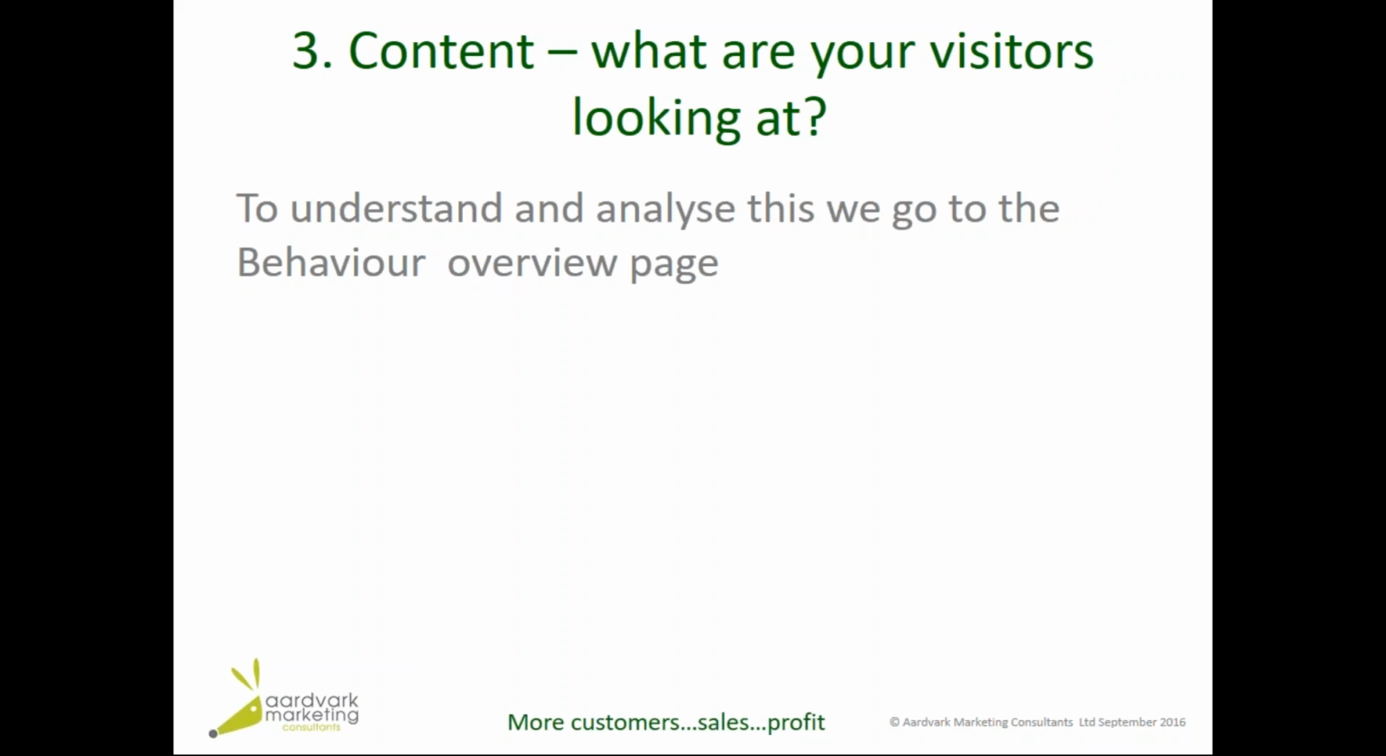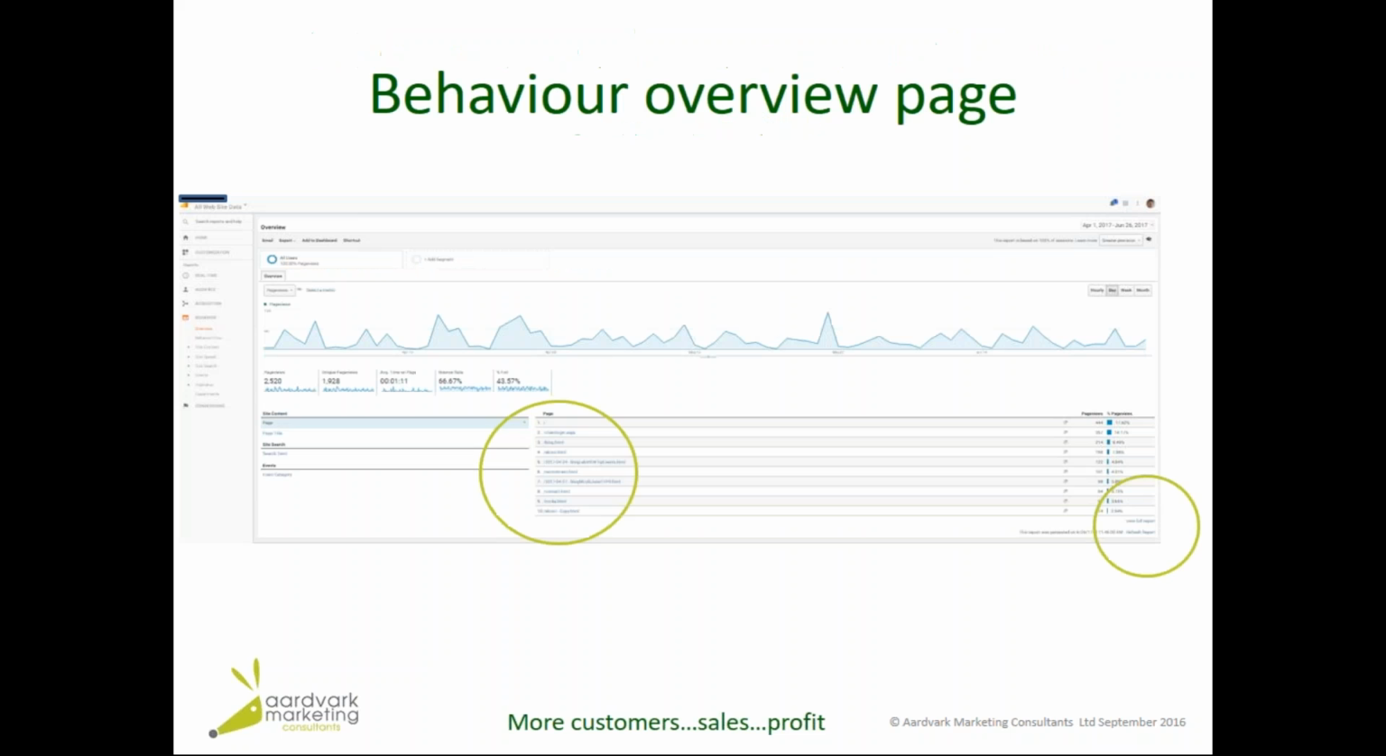So for this, we need to go to the Behaviour overview page. So back to your main menu, find the Behaviour and click on the Overview. What you'll find in that menu that I've ringed in the middle are the page titles, and on the right hand side it's the number of visitors. Okay, the first listing is nearly always the home page.